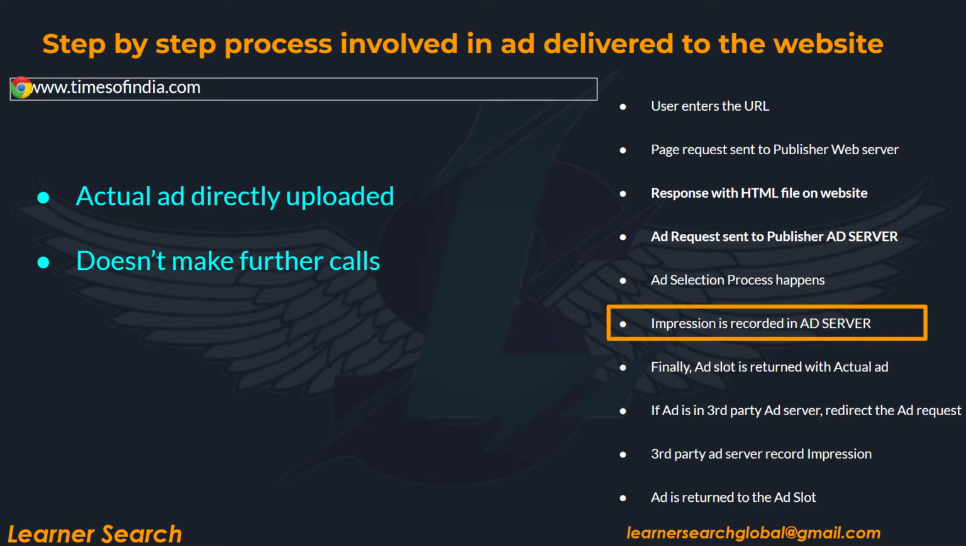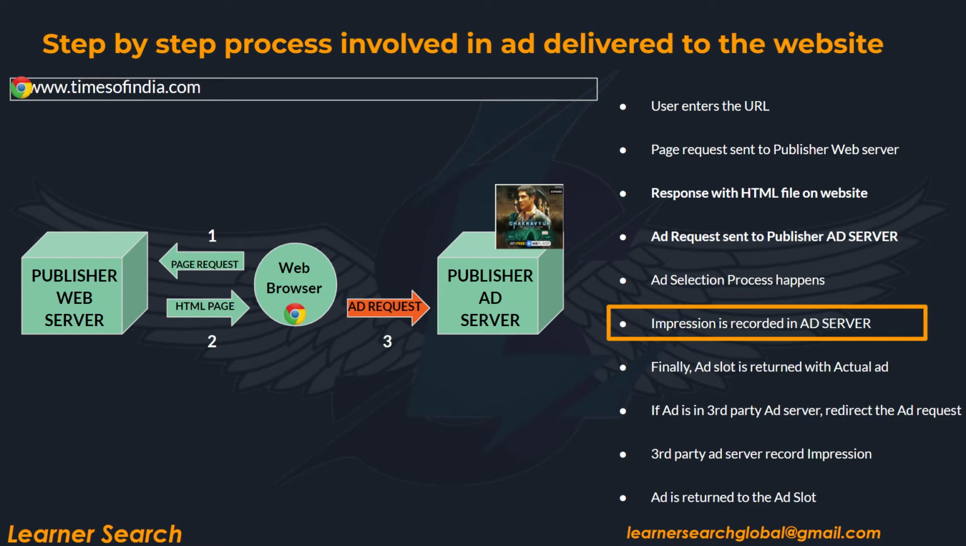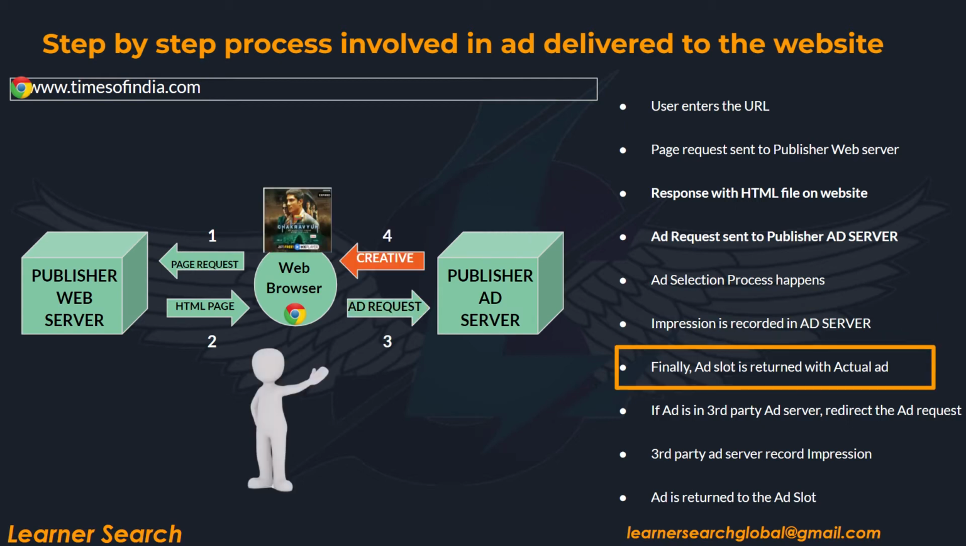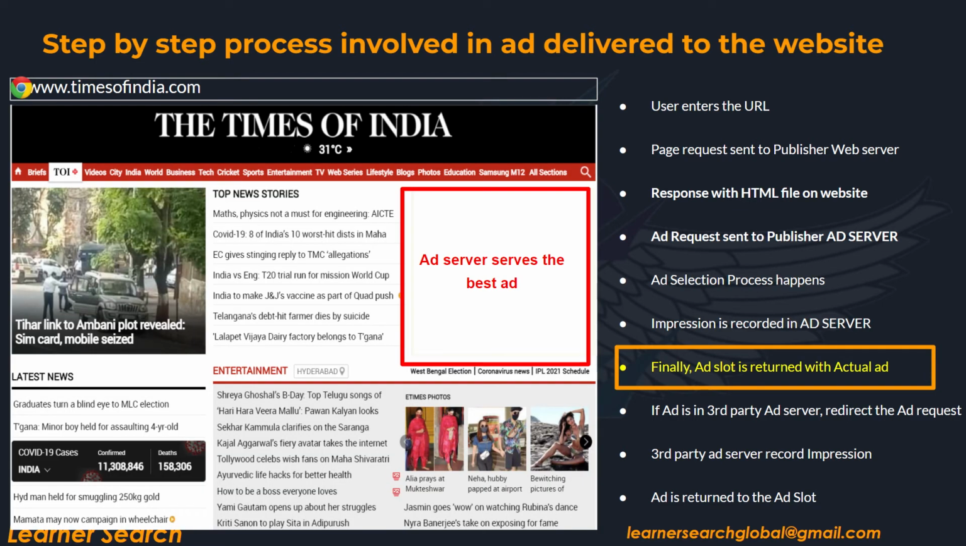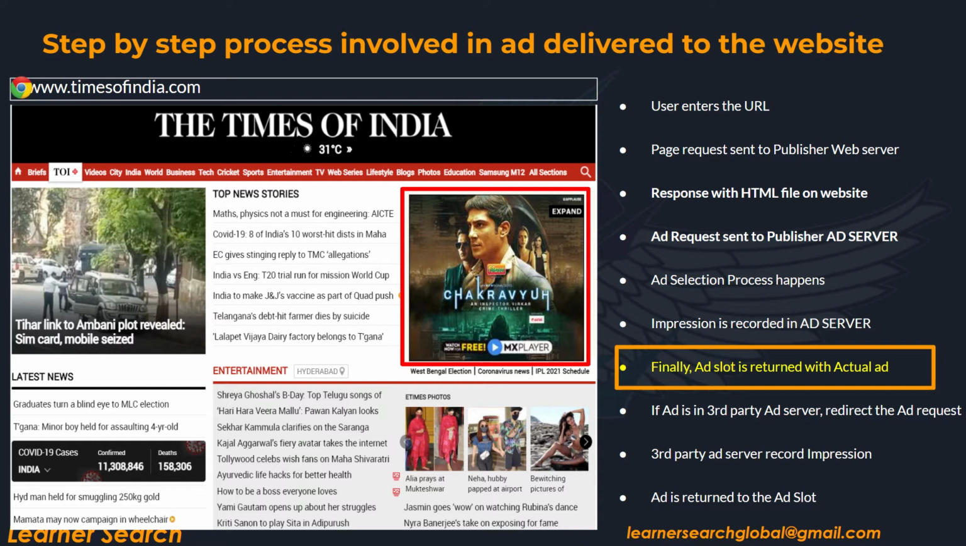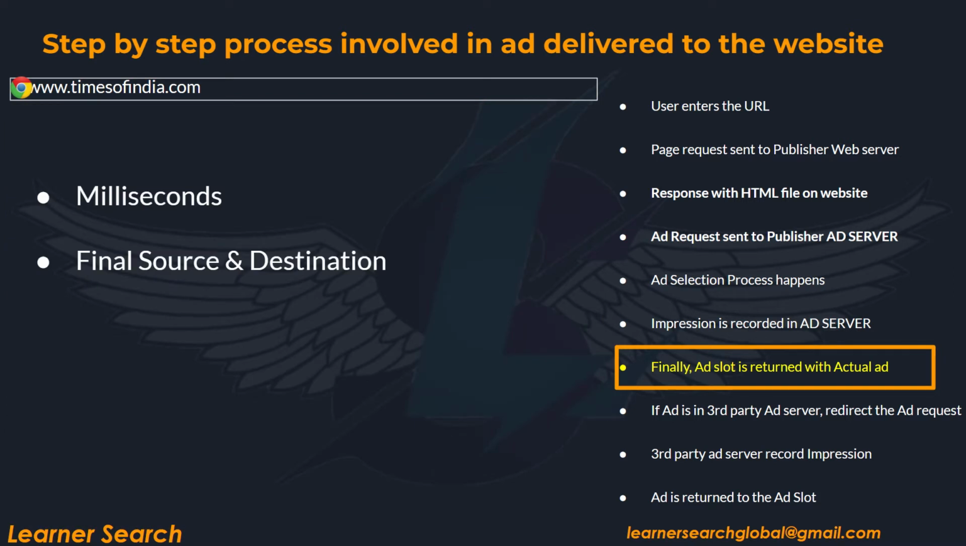If the actual ad, image or video ad, is directly uploaded in the publisher ad server, it doesn't make any further calls and it responds to the ad request to deliver the selected ad to that ad slot on the web page. Users now see the ads on the website. This whole process takes milliseconds. The publisher ad server is the final source and destination of the ad.